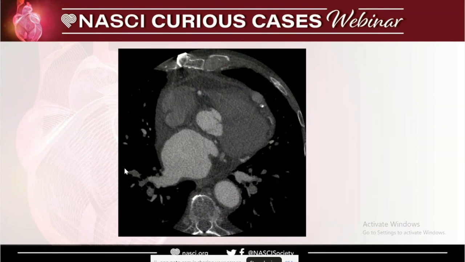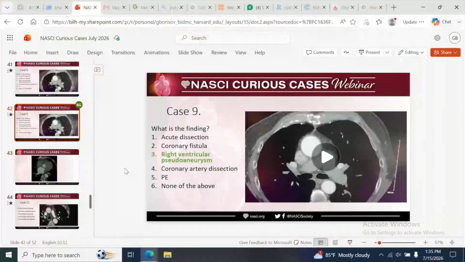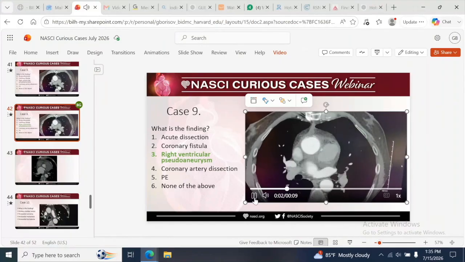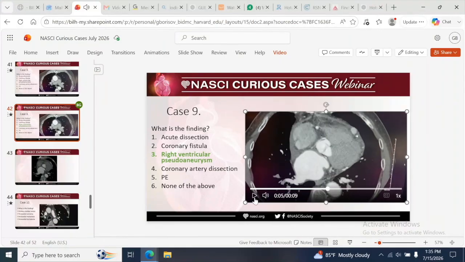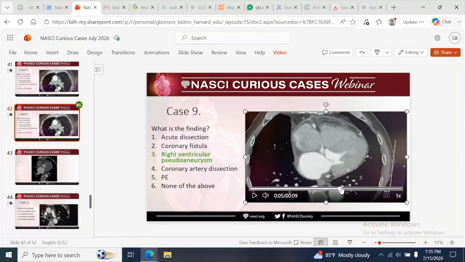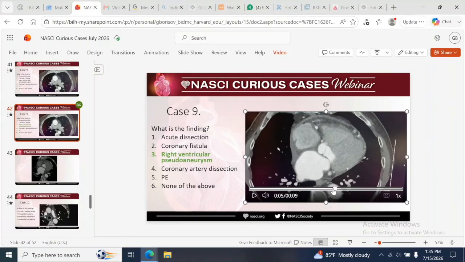So if I show you again on the video, let me show you. If you go further down little by little, you can see that this thing gets a little bit smaller. And then you see that it continues right into the right ventricle. So that is some kind of an aneurysm or pseudoaneurysm that happened because of the surgery. It's a complication.